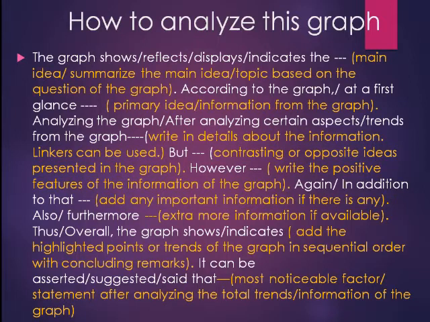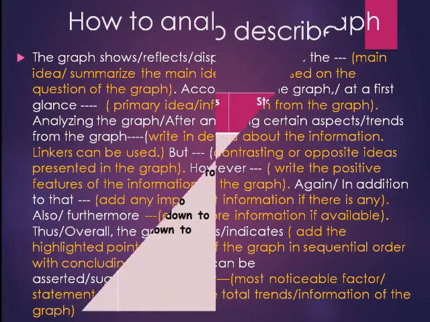The next line would be "thus" or "overall," the graph shows or indicates. You have to add the highlighted points or trends of the graph in sequential order, that is, hierarchical order, from the beginning to the end with concluding remarks. And the last sentence of the discussion would be "it can be asserted," or "suggested," or "said that," and there you will write the most noticeable factors and statements after analyzing the total trends or information of the graph. So you can see the total body has been designed to give you a perfect shape for describing the graph. Let's look at the next slide.